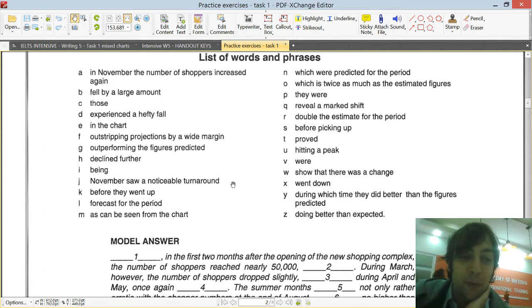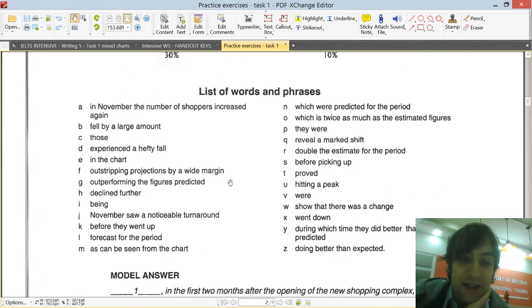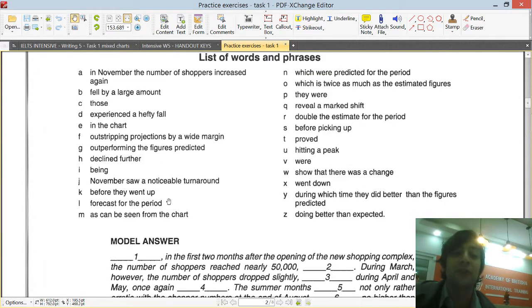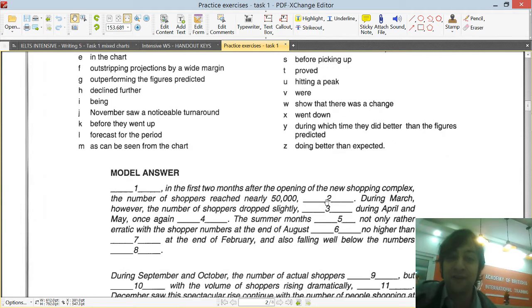So we have a look at number 1, where we have E or M. E is "in the chart", very basic. M is "as can be seen from the chart". It's still not particularly sophisticated, but it is a more sophisticated answer than E. So what I want you to do is not just identify every answer or just any possible answer that could work, but the best possible answer, and then I will give you the best possible answers at the end.